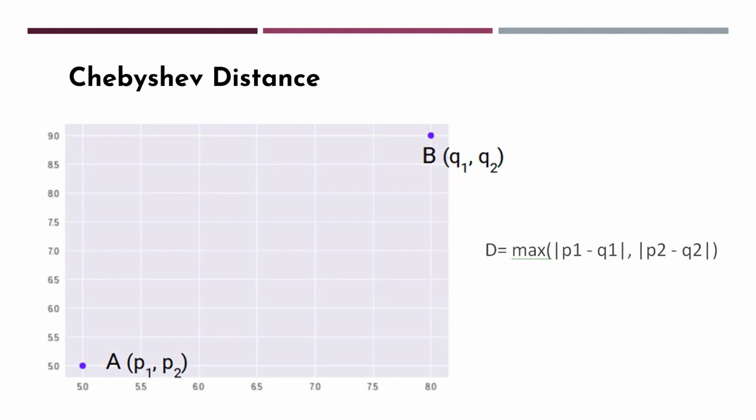Chebyshev distance is similar to Manhattan distance, used to find the distance between two grid points in a grid system. But there is one difference between this and Manhattan distance. It moves diagonally as well as in horizontal and vertical directions. In this figure, Chebyshev distance between A and B can be represented as D is equal to max of mod of P1 minus Q1, P2 and Q2.